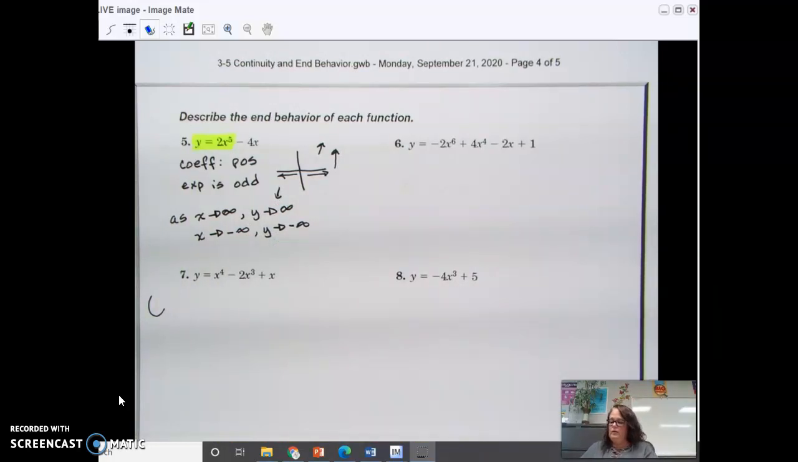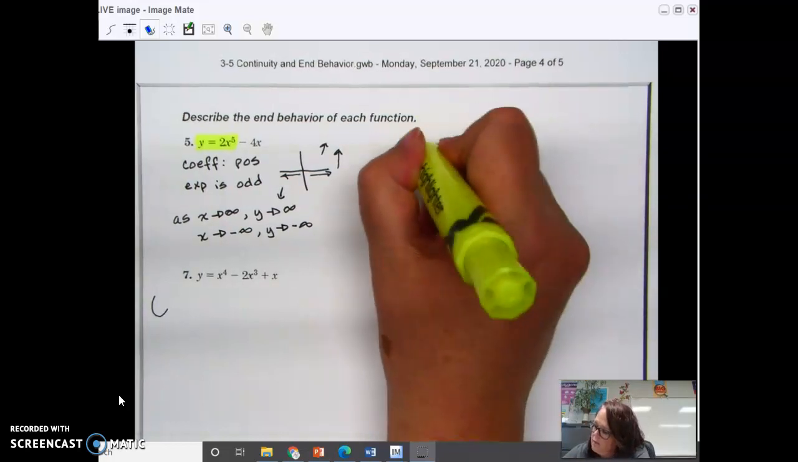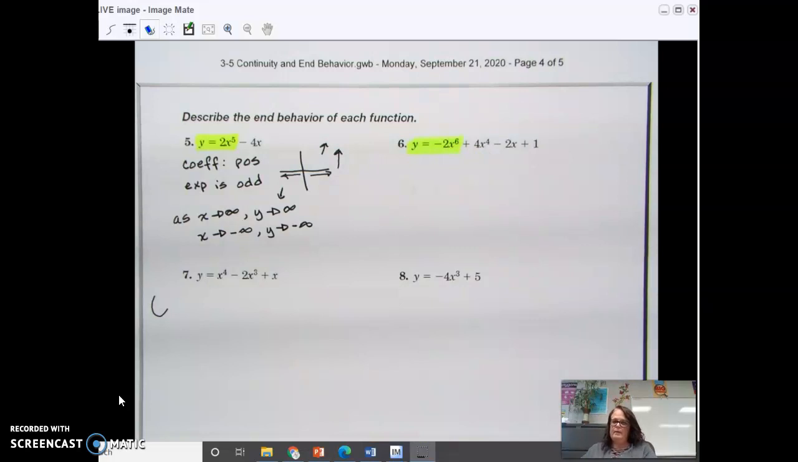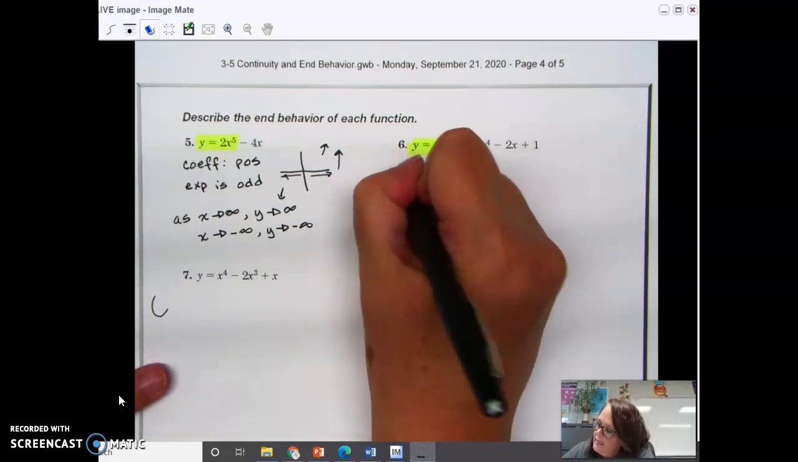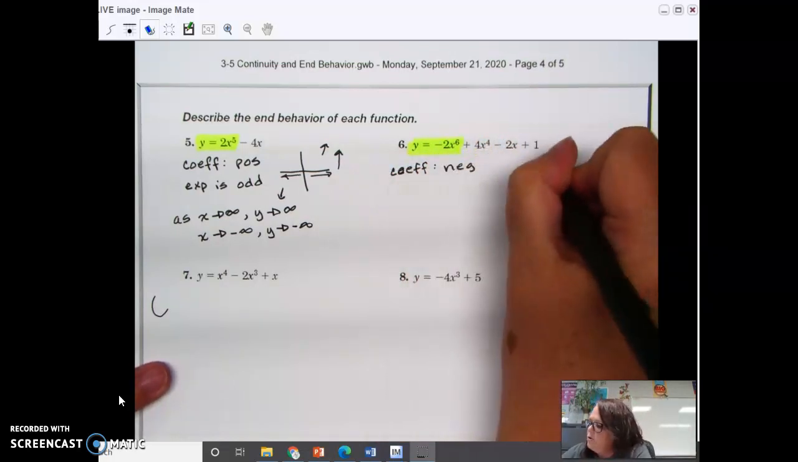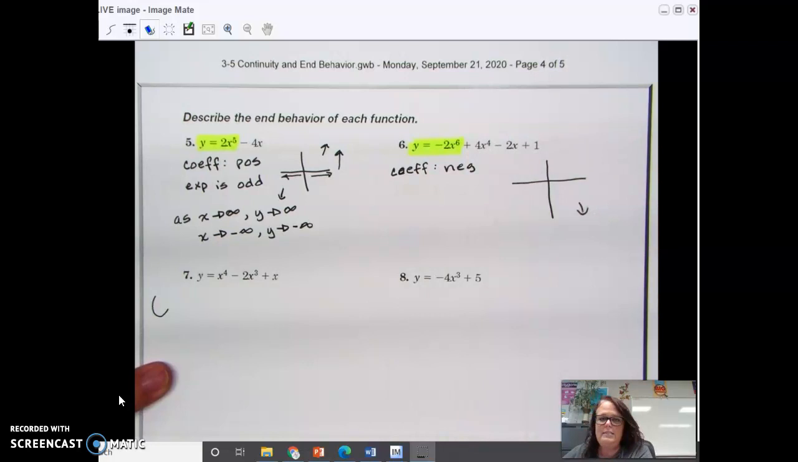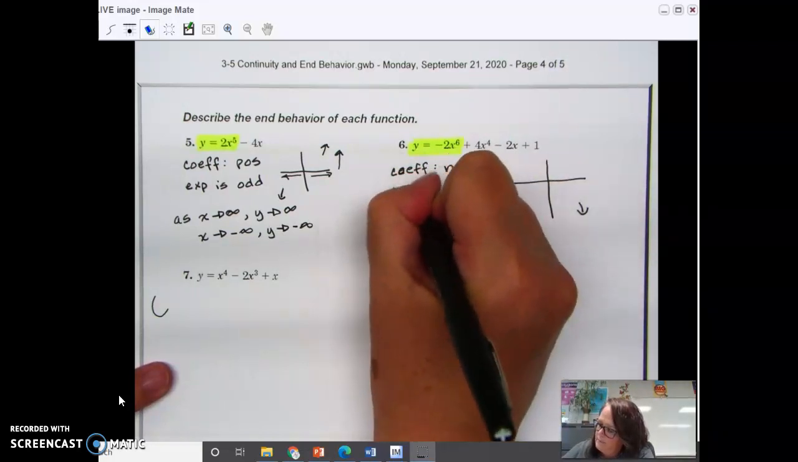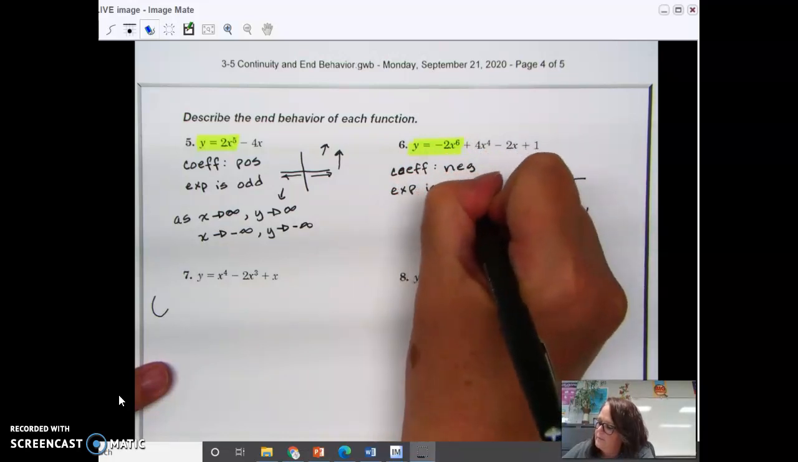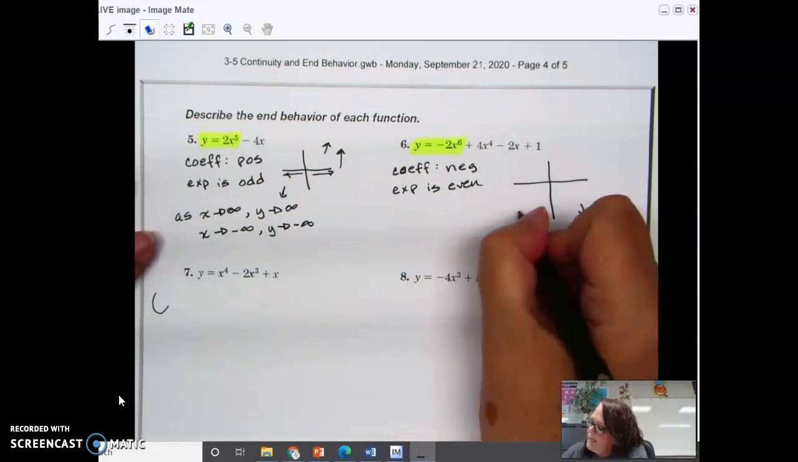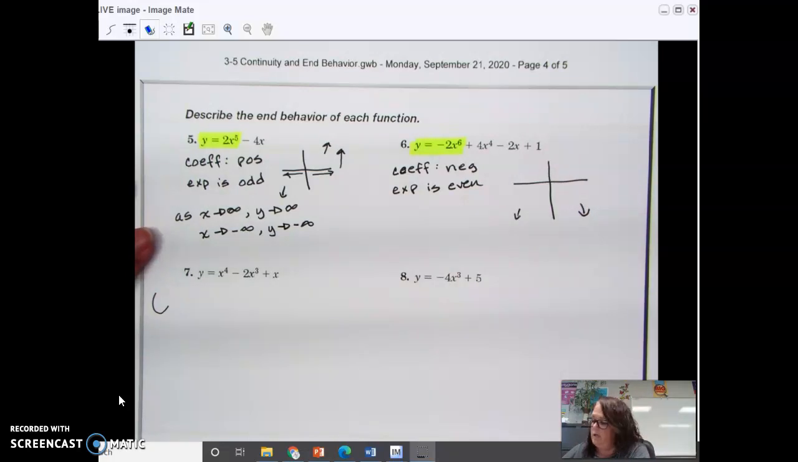If we take a look at the second one, do you see that y equals negative 2x to the 6 is really all I'm worried about. My coefficient is negative 2, so my coefficient is negative. That means my right-hand side has to go down. And then looking at my highest exponent, the exponent is even. Even functions like parabolas either both end up going up or they both end up going down. So since this one went down to begin with, this one is also going to go down.